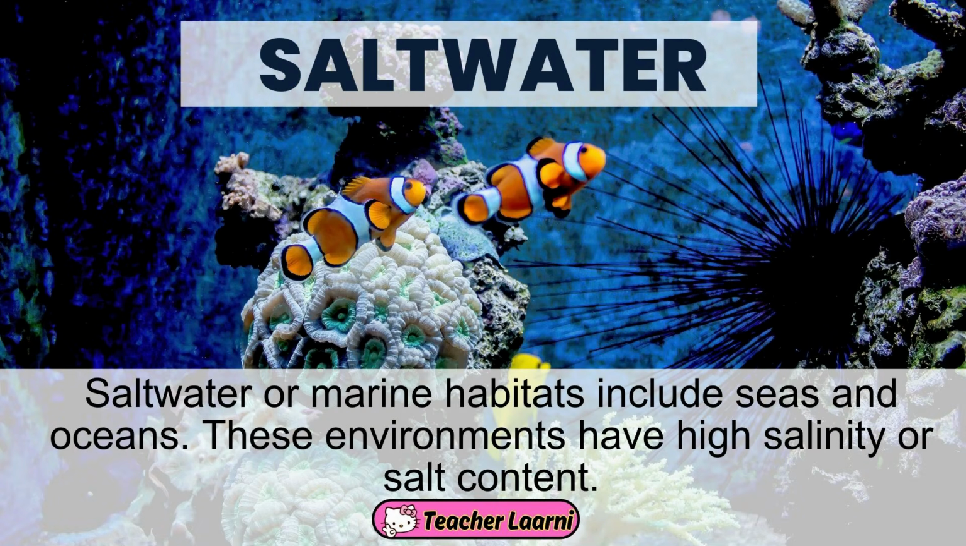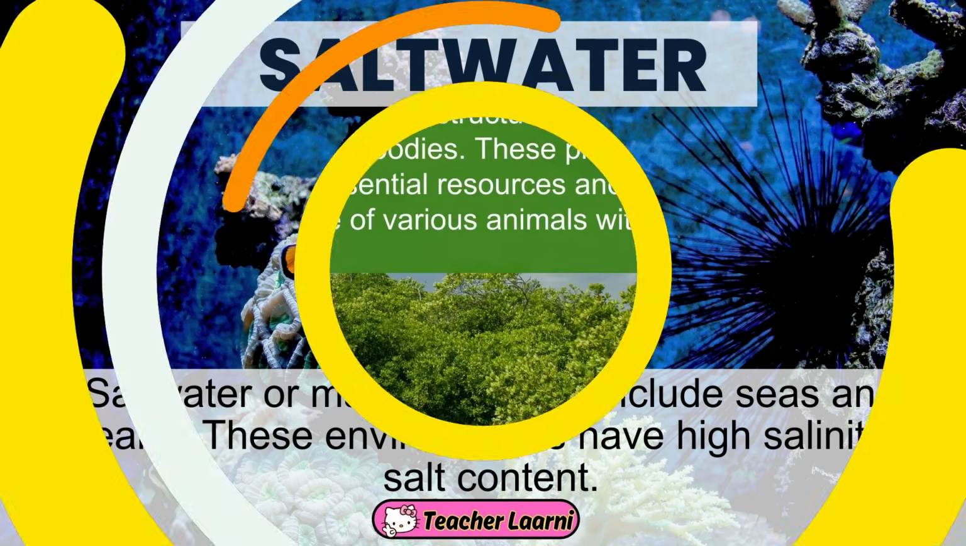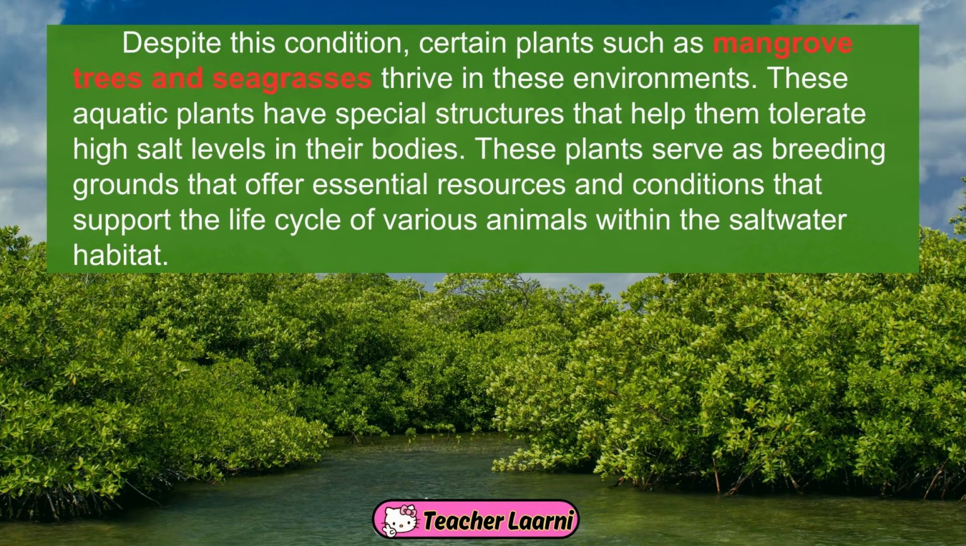Saltwater or marine habitats include seas and oceans. These environments have high salinity or salt content. Despite this condition, certain plants such as mangrove trees and seagrasses thrive in these environments. These aquatic plants have special structures that help them tolerate high salt levels in their bodies.